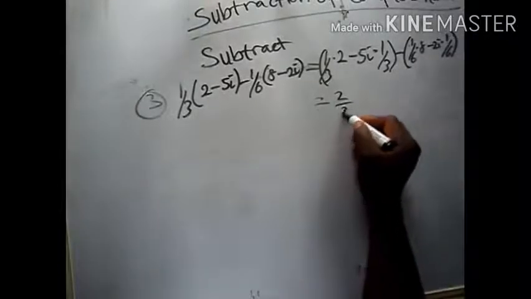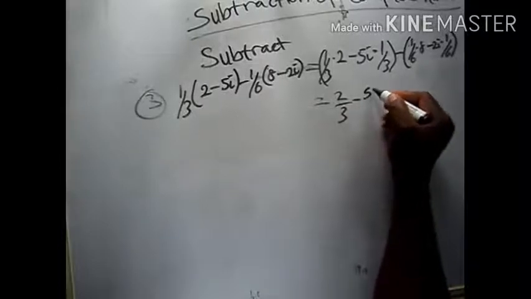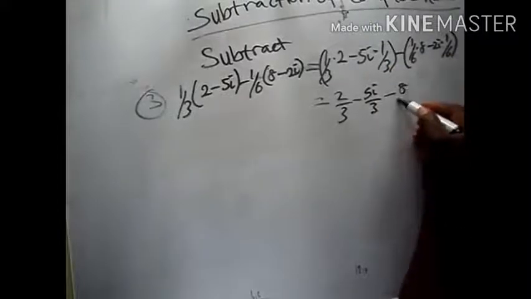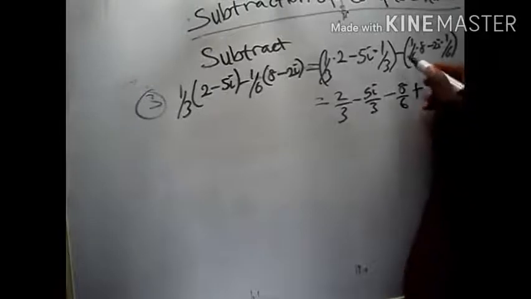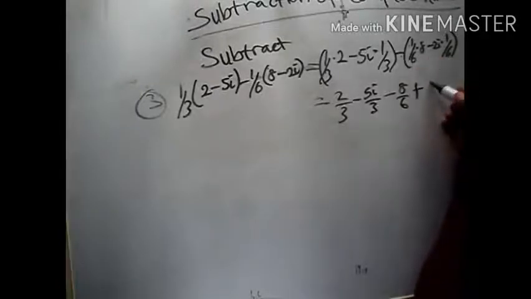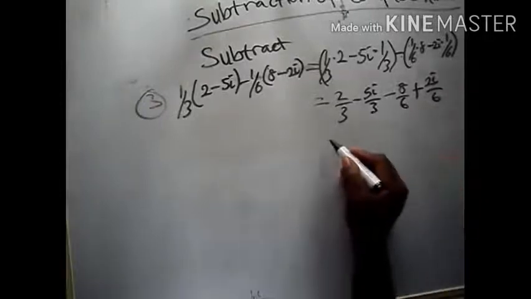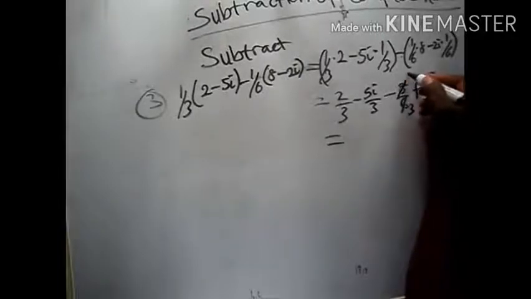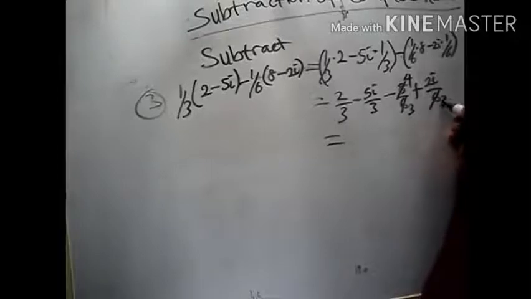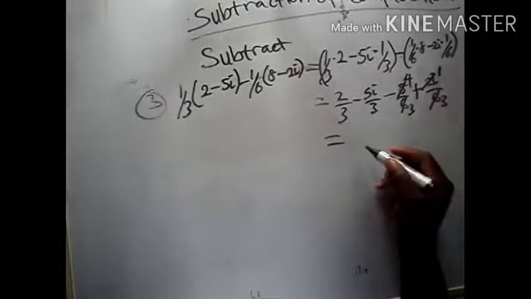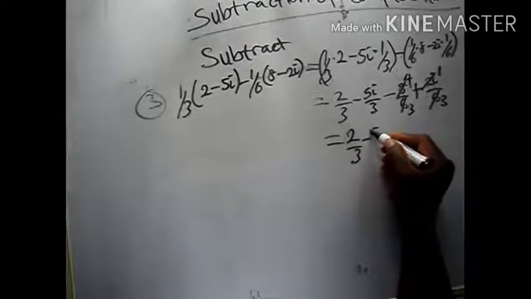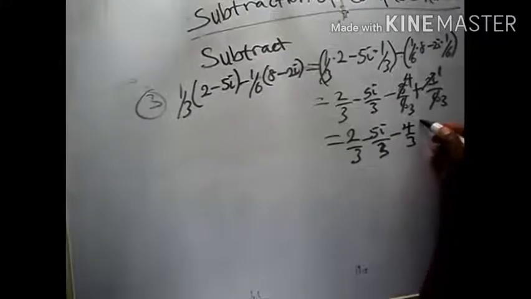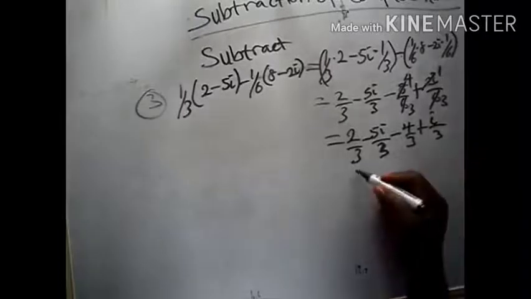So here's how we're going to solve it now. We have 2 over 3 minus 5i over 3. Now we have minus 8 over 6, plus, that's minus times minus, we have plus 2i over 6. So what we're gonna do now is, 2 in 8, 4; 2 in 6, 3; and 2 in 2 we have 1. So we have 2 over 3 minus 5i over 3, minus 4 over 3 plus i over 3. Now we have everything in the same denominator.